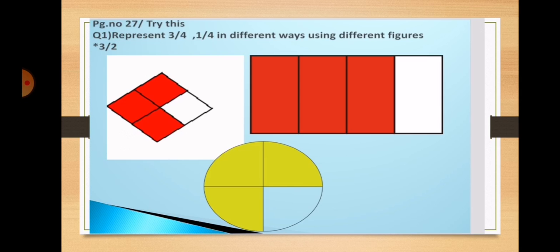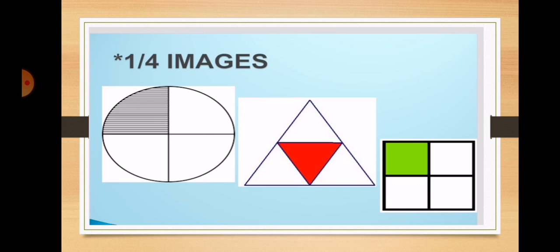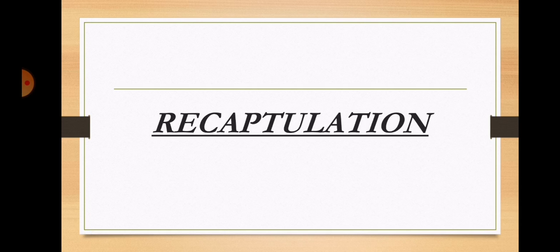I gave here representation of 3/4, 1/4 in different ways using different figures, children. 3/4, first figure, observe, out of 4 parts, 3 parts are colored. Next, 1/4 images, out of 4 parts, 1 part is colored. Go through the figures, children, you will get an idea.